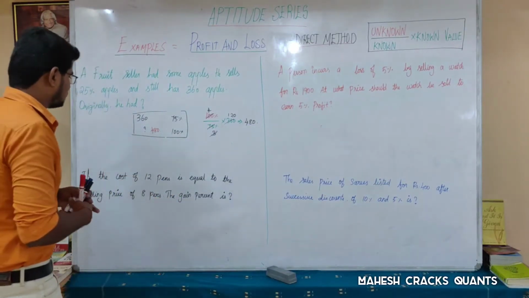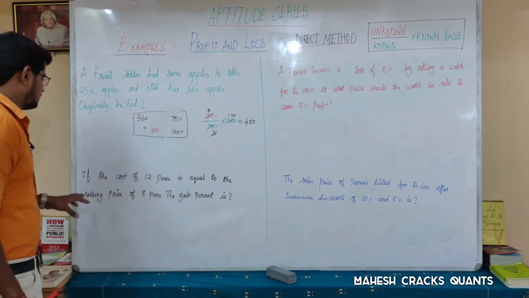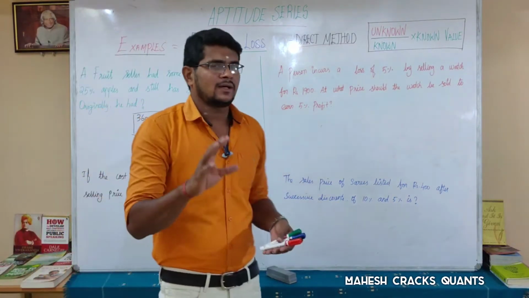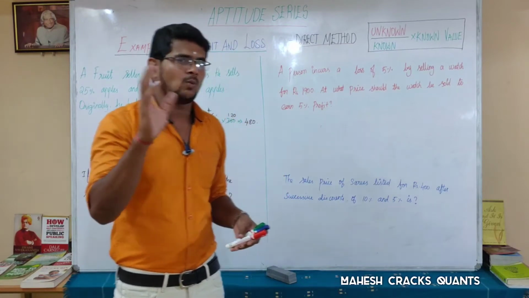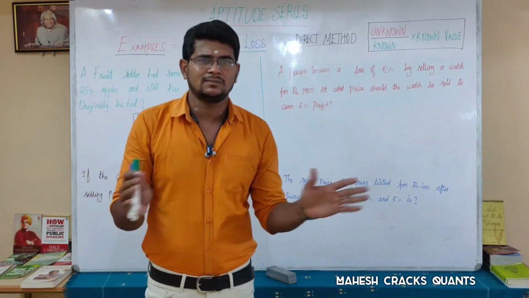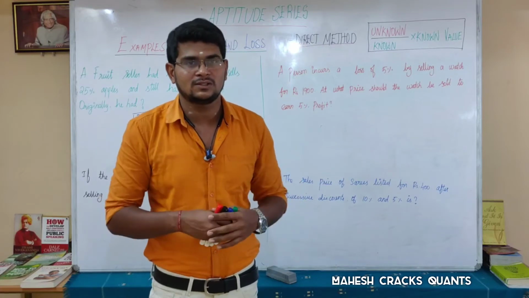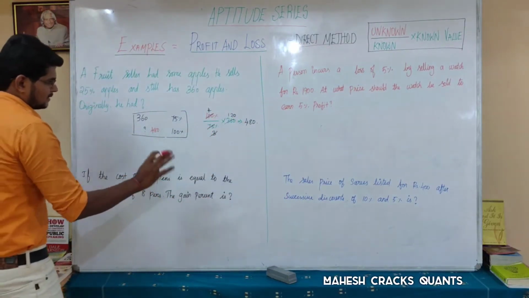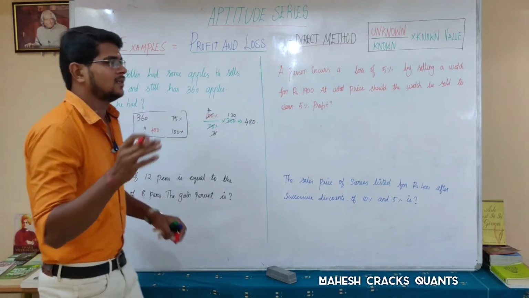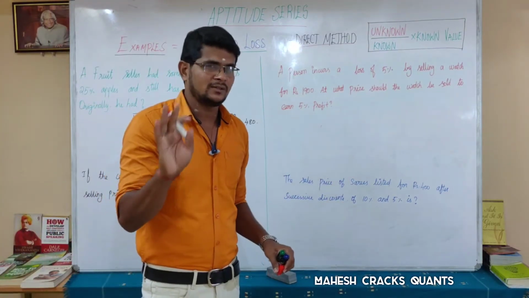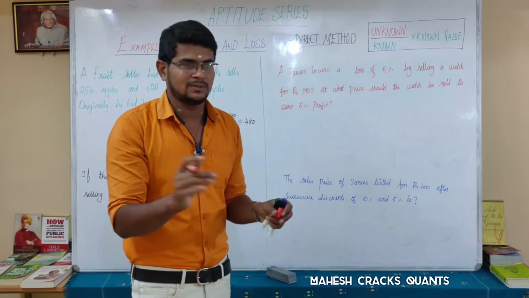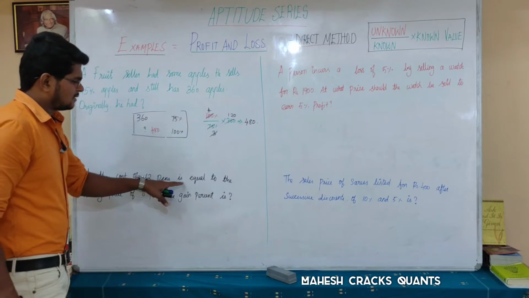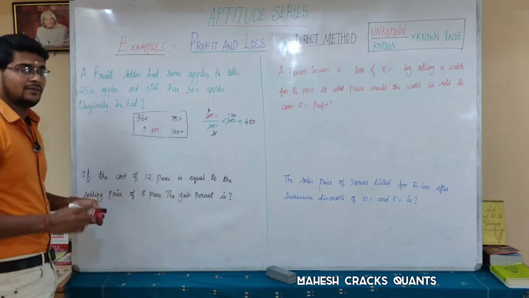Okay, if the cost of 12 pence is equal to the selling price of 8 pence, the gain percentage is? Okay, cost of 12 pence is what percentage? I know that 12 pence is equal to 100%, because cost of a certain thing is always 100%. Purchasing price is always 100%. Here they have given 12 pence is equal to the selling price of 8 pence.